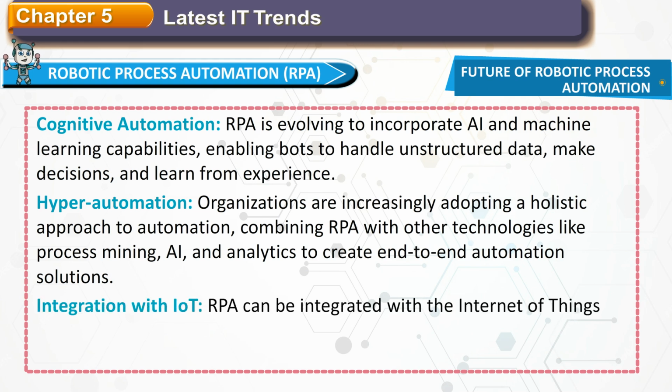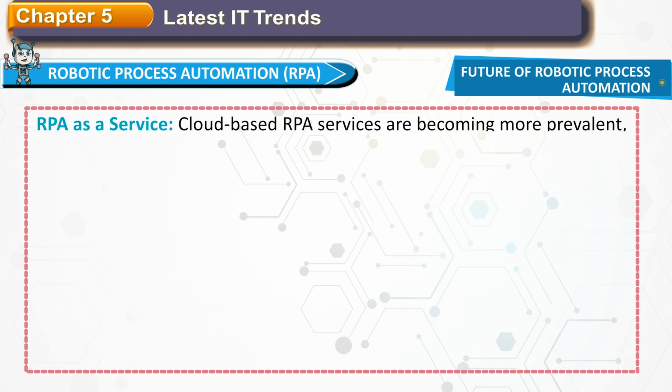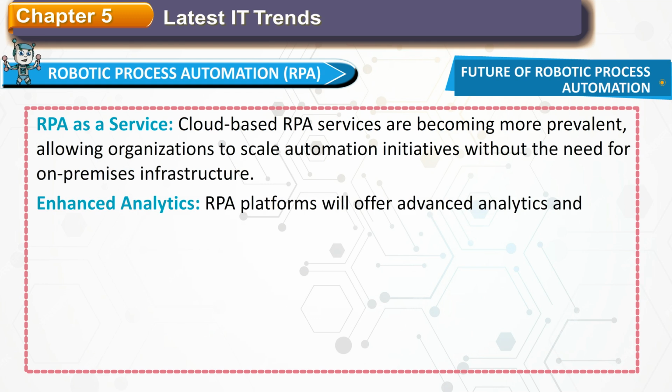Integration with IoT. RPA can be integrated with the Internet of Things, IoT, to automate actions based on real-time sensor data, enabling responsive and autonomous systems. RPA as a service. Cloud-based RPA services are becoming more prevalent, allowing organizations to scale automation initiatives without the need for on-premises infrastructure. Enhanced analytics.